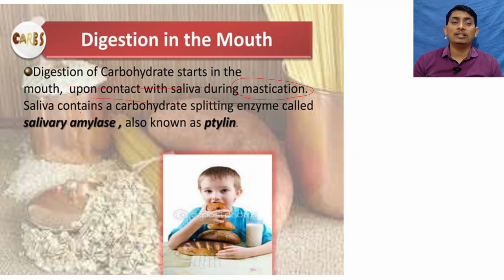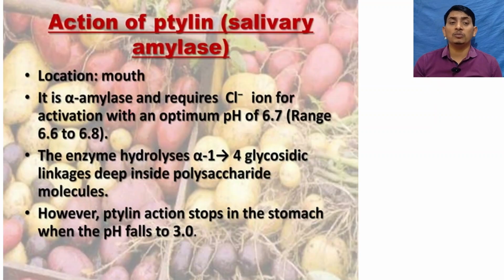So saliva contains carbohydrate-splitting enzymes called salivary amylase, also known as ptyalin. This enzyme is also called ptyalin, which mainly breaks the cooked starch into disaccharides. So this is very simple. The location: ptyalin is found in the mouth. The pH in our saliva is around 6.7, slightly acidic. So the enzyme hydrolyzes and mainly starts the breakdown of carbohydrate.